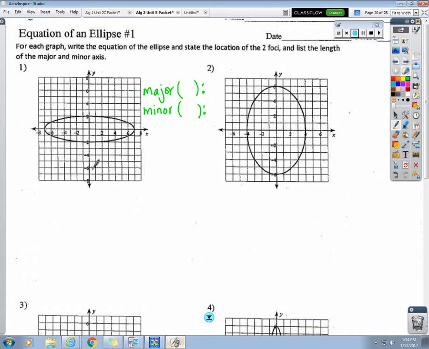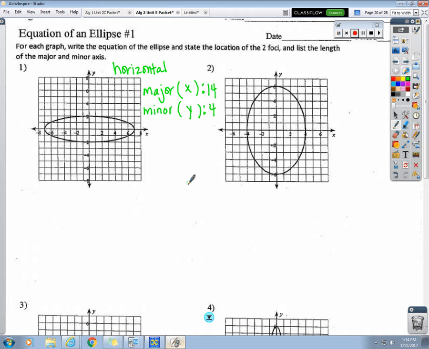Okay, is this ellipse horizontal or vertical? Horizontal. It's on its side, right? Which makes which axis the major one? X, which would mean the minor is Y. How long is the major axis? 14. You do the total length. So from negative 7 to positive 7 is 14 units. How long is the minor axis?